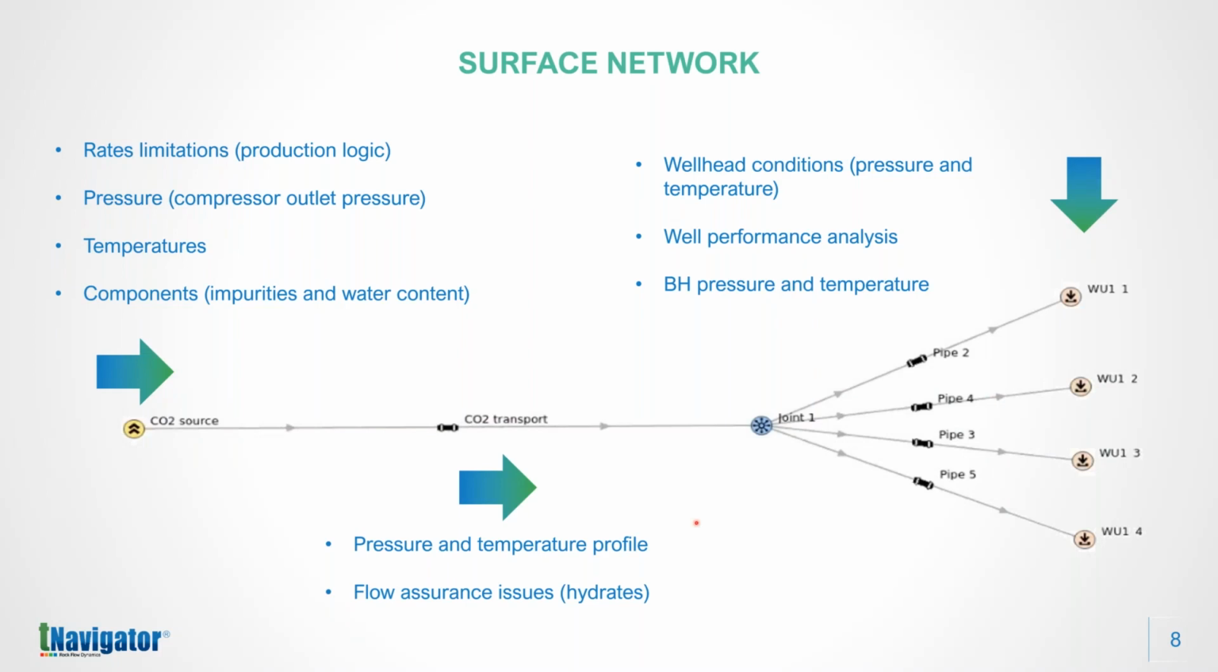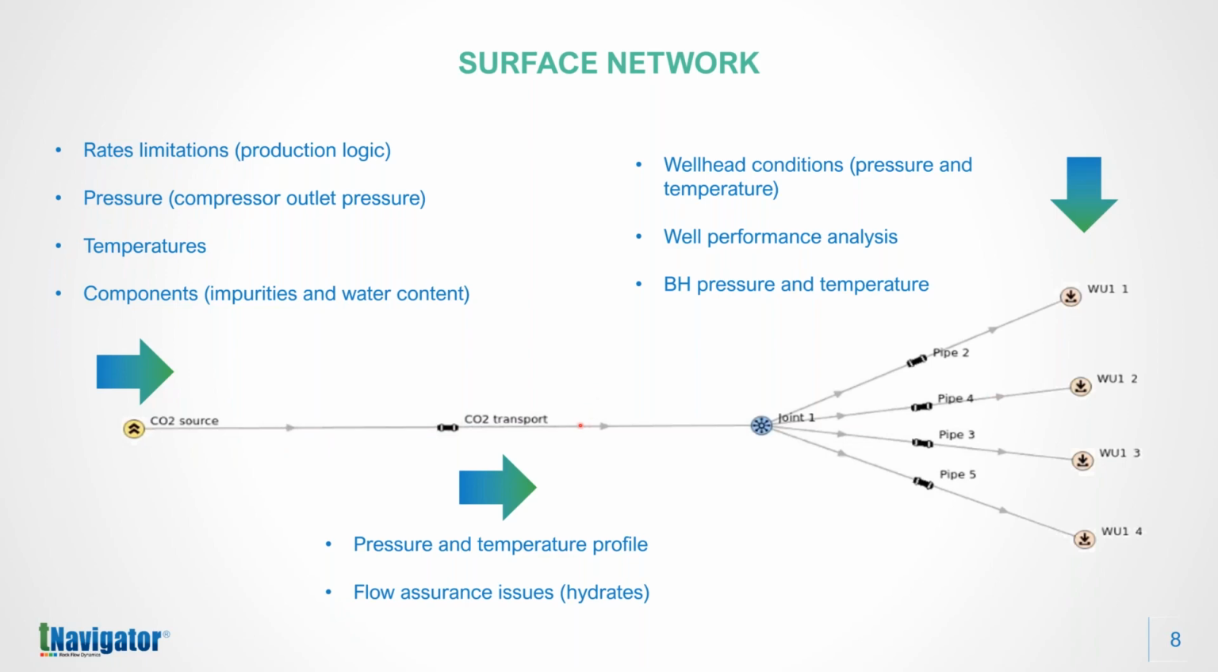We can create a network model from scratch in tNavigator, and we can specify rate limitations or pressure limits that we have on our surface level, such as outlet pressure of a compressor, or we can model the compressor as well. We can specify the capacity of the compressor, and after that we can add more constraints related to the injection rates on different levels of the model.